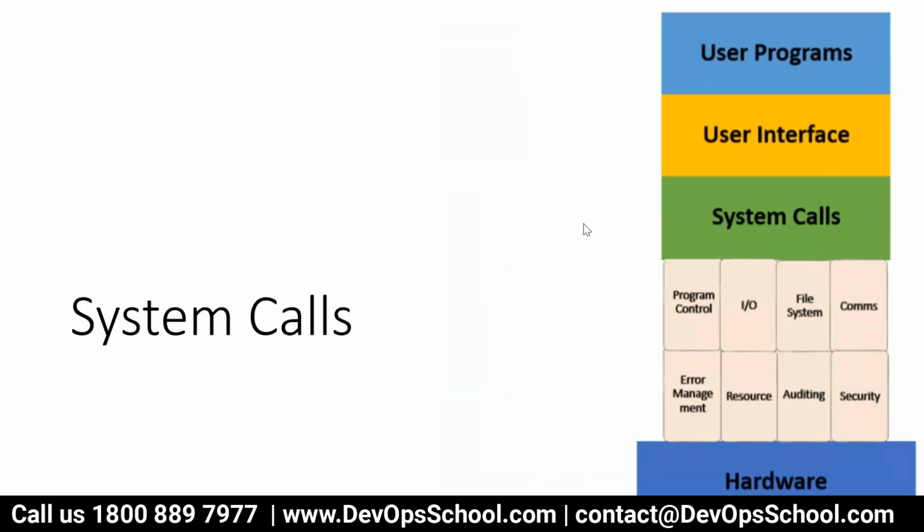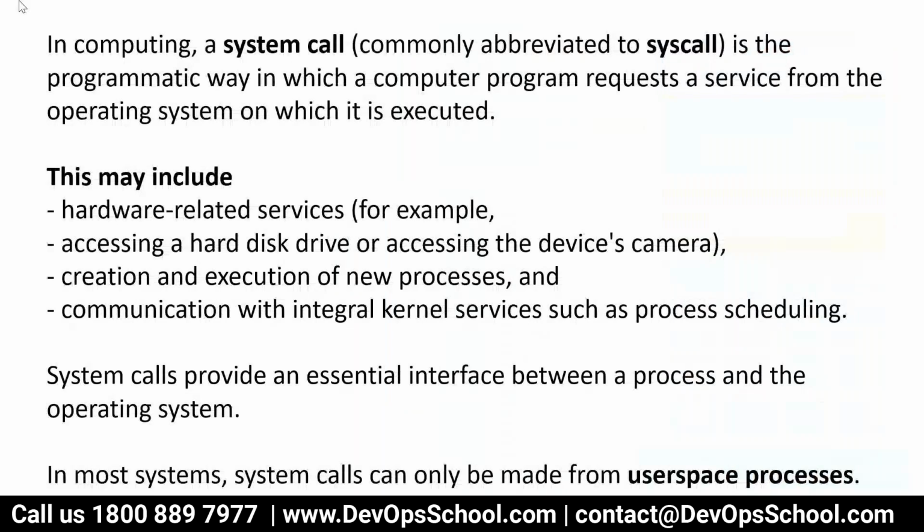Okay, so in computing, a system call, commonly abbreviated to syscall. System call, syscall, both are the same, is the programmatic way in which a computer program requests a service from the operating system on which it is executed. It may include hardware related services, accessing a hard disk or devices, creation and execution of new processes. New processes means if you want to run a new application, that is also done by syscall. And communication with integral kernel services such as process scheduling and so on.